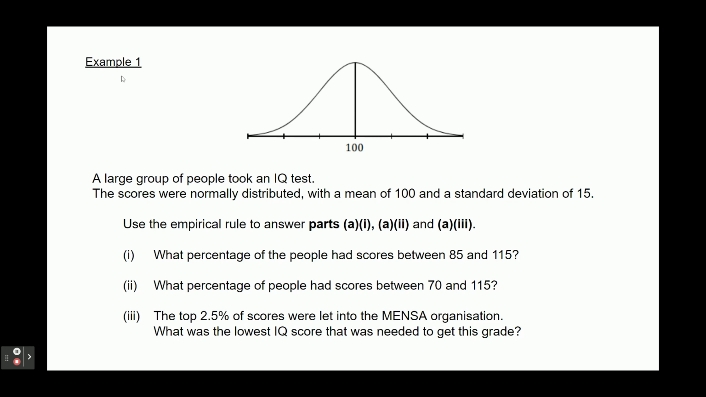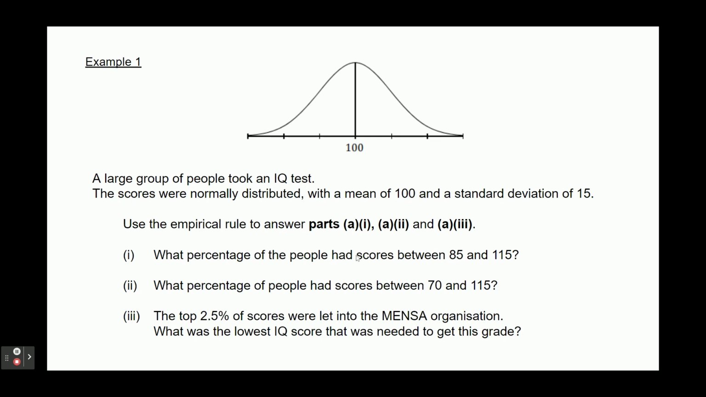Okay, so taking a look at this example 1 here that I've made. A large group of people took an IQ test. The scores were normally distributed with a mean of 100 and a standard deviation of 15. Usually the examiner might give you these in the question, so have a look out for them and make a note of them. Use the empirical rules to answer parts A, B, and so on.